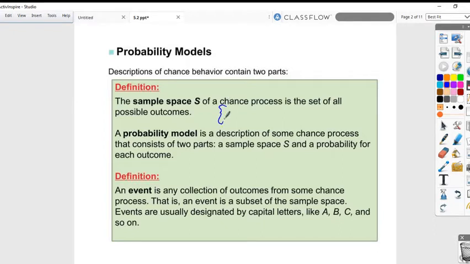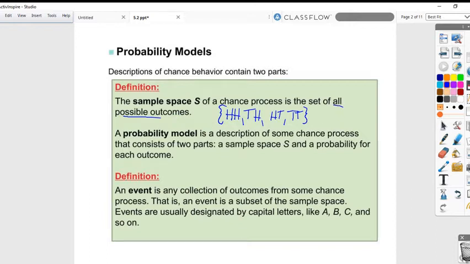Let's talk about flipping 2 coins. If I flip 2 coins, the sample space is heads-heads, heads-tails, tails-heads, and tails-tails. There's 4 outcomes if you flip 2 coins. These are the ways that the 2 coins can come out: 2 heads, 2 tails, 1 head and 1 tail. So there's 4 outcomes. That is your sample space. Make sure you write this down. So sample space is all your possible outcomes.